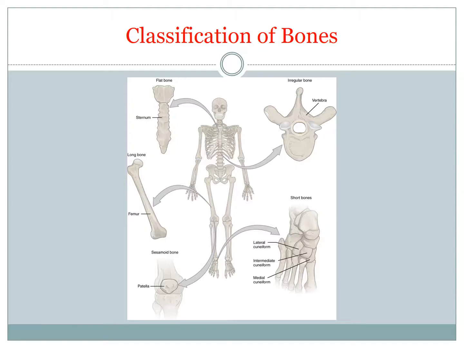Long bones are relatively long and slender. They are located in the arm, forearm, thigh, lower leg, palms, soles, fingers, and toes. The femur, the long bone of the thigh, is the largest and heaviest bone in the body.